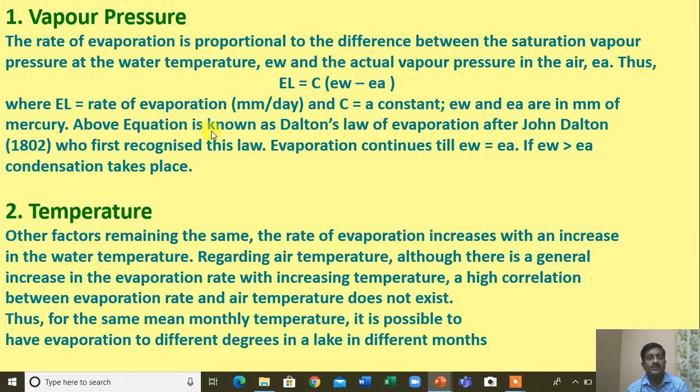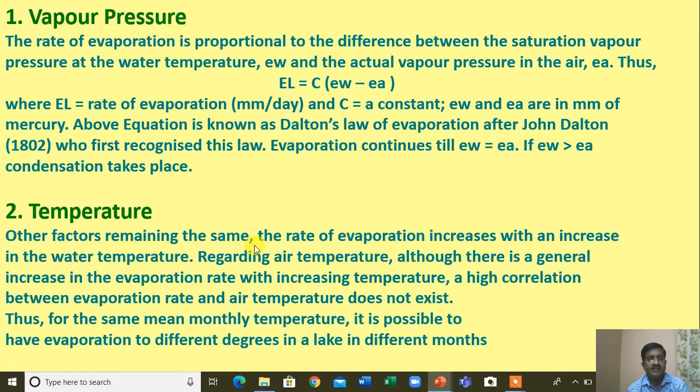The above equation is known as Dalton's law of evaporation, after John Dalton, who first recognized this law in 1802. Evaporation continues till EW is equal to EA. If EA is greater than EW, condensation takes place. Please remember this.